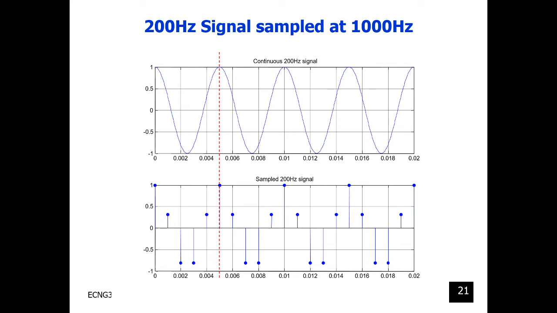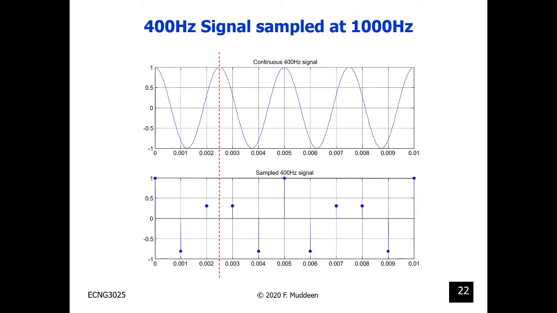If we take a 400 Hertz signal now, and we try to sample this at 1000 Hertz, what we observe here is that we only get 1, 2, 3 samples. And it's evident if we take 1000 and divide by 400, we get 2.5, but we need to round that up because we're dealing with integers. So 2.5 rounds up gives us 3 samples.